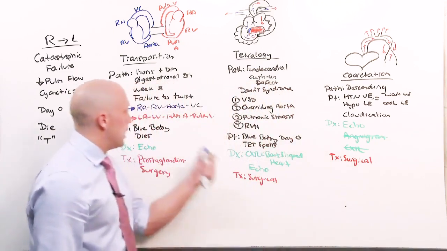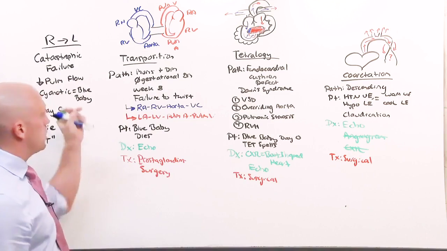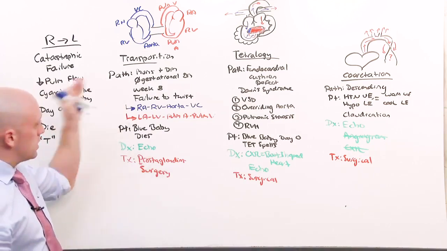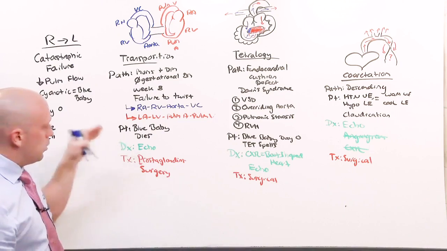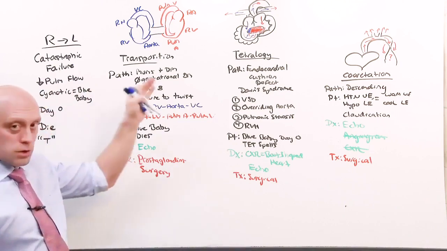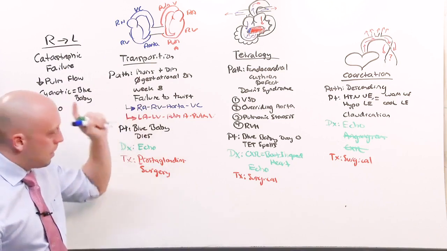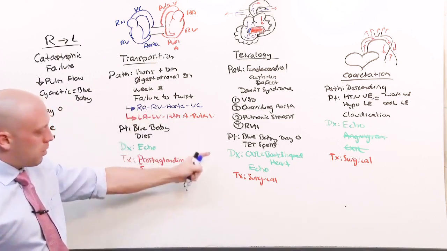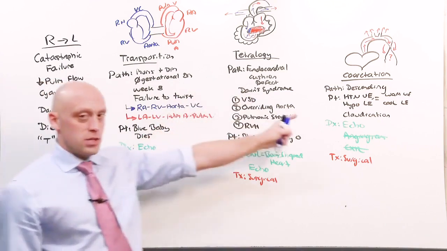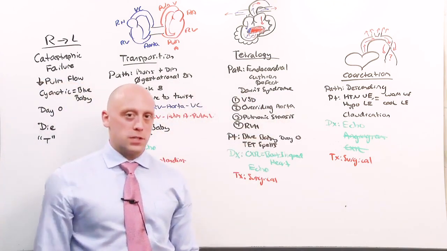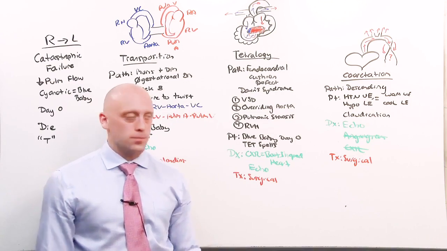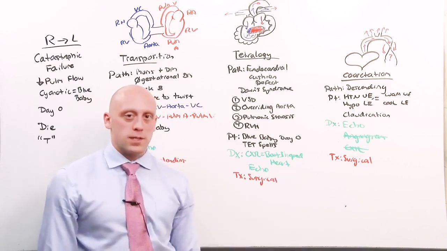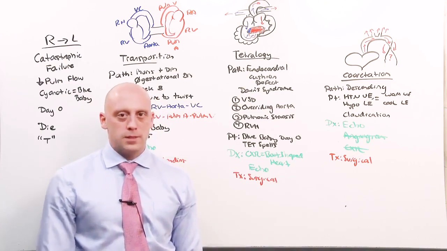Okay, so we talked about right to left shunts as catastrophic failures: transposition, diabetes, echo, prostaglandins, and tetralogy, Down syndrome, TET spells, boot-shaped heart, surgery. Coarctation sounds like peripheral vascular disease, only the child is 2. Get the echo, fix it with surgery. That's PEDS CT.